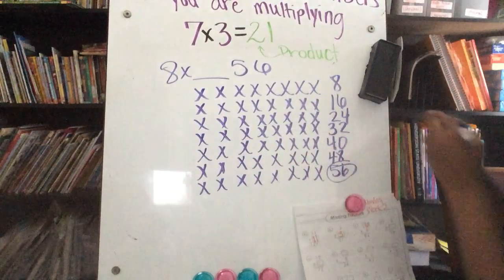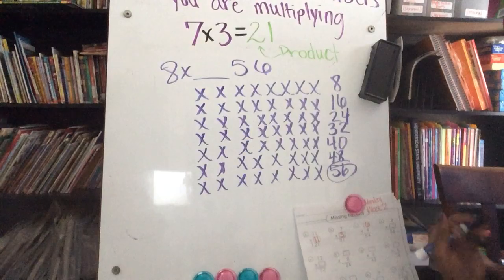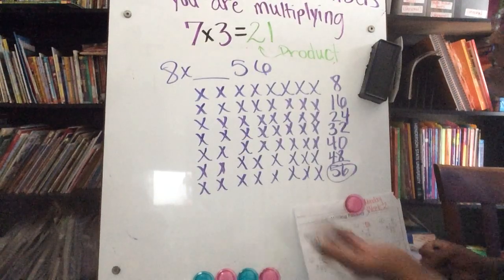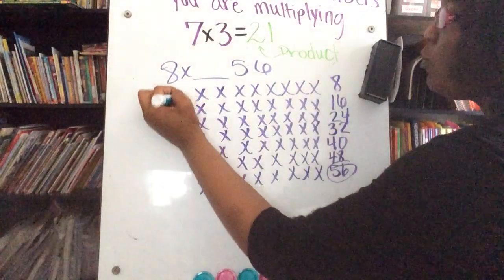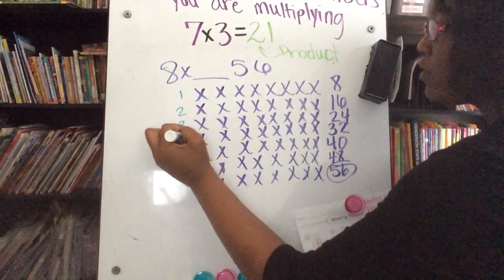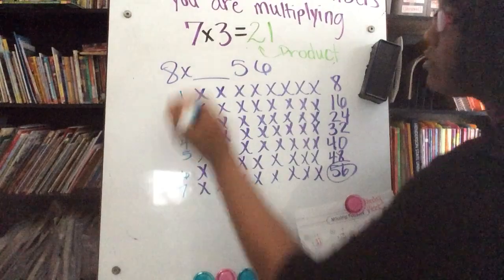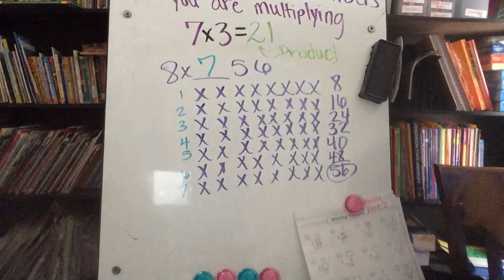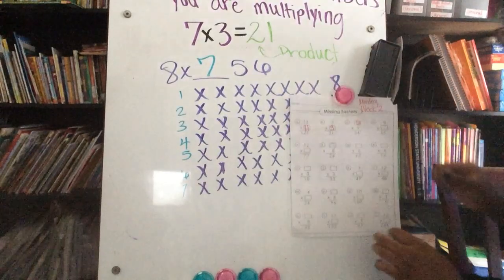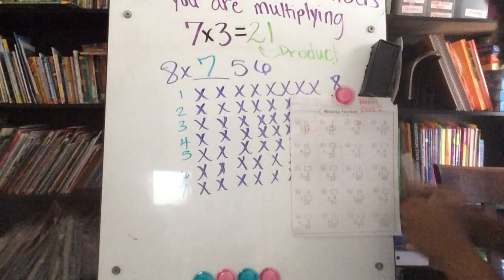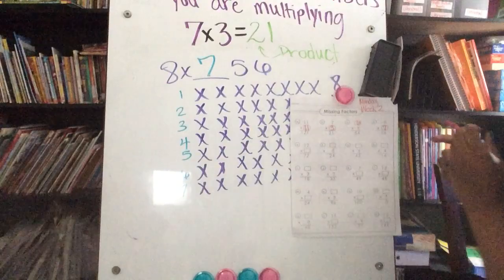And now that I'm at 56, the way I get my answer is that I count my rows. So I've got, use a different color, I've got 1, 2, 3, 4, 5, 6, 7 rows. So I know in my blank, my missing factor is 7 because 8 multiplied by 7 gives me 56.